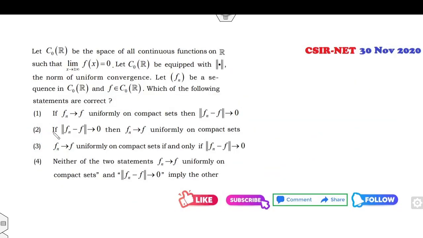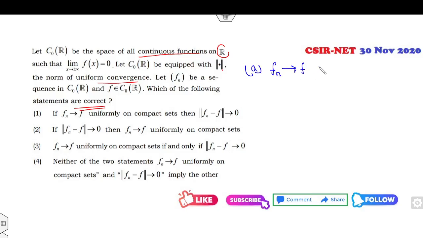Okay, look at this another one. C0 is the space of all continuous functions on R such that the limit is 0. C0 is equipped with the uniform convergence norm. Which of the following properties are correct? Very, very simple. Just try to read the statement very carefully.